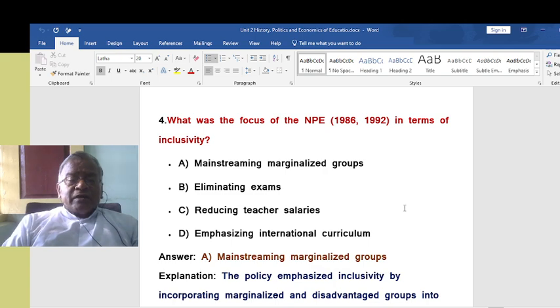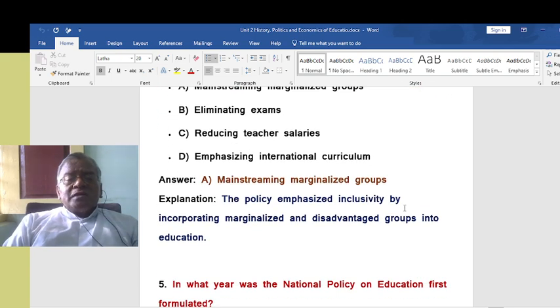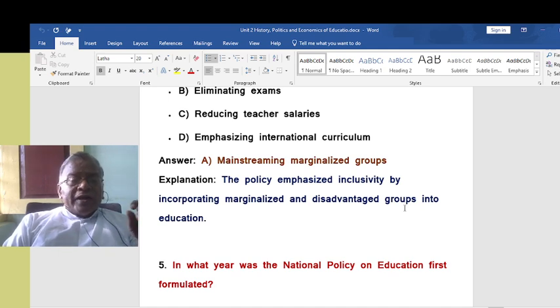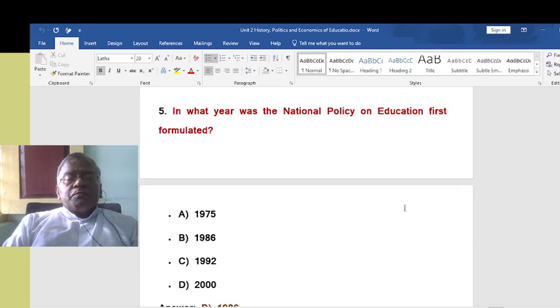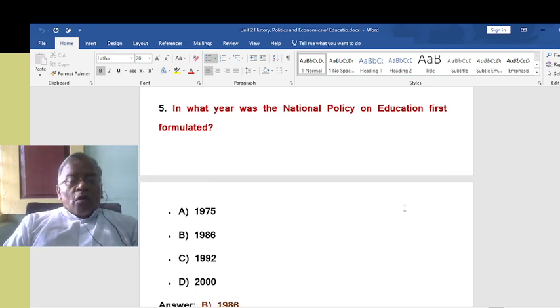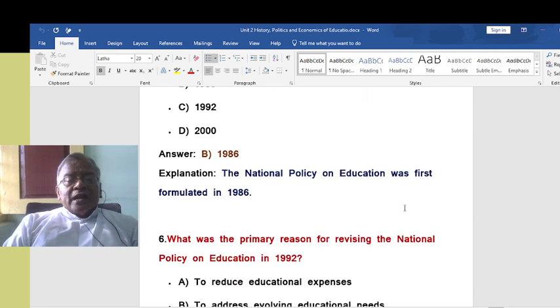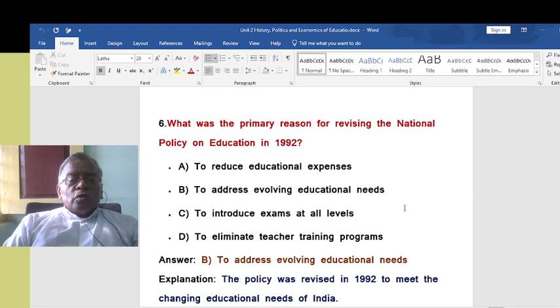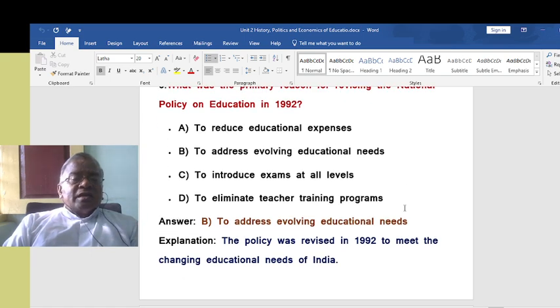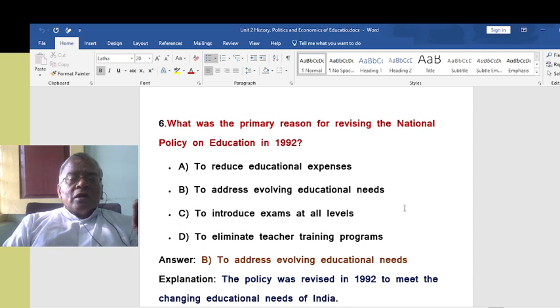So mainstreaming marginalized groups. The policy emphasized inclusivity by incorporating marginalized and disadvantaged groups into education. In which year was the National Policy on Education first formulated? That is 1986. The National Policy on Education was first formulated in 1986. What was the primary reason for revising the National Policy on Education in 1992? To address evolving educational needs. That was the primary reason for revising the National Policy on Education in 1992.